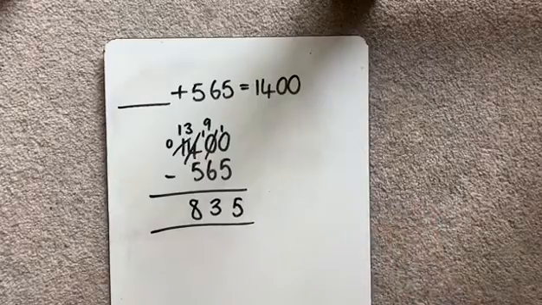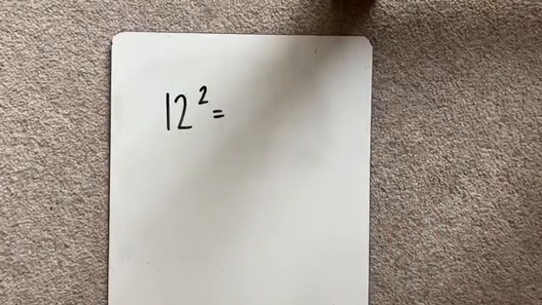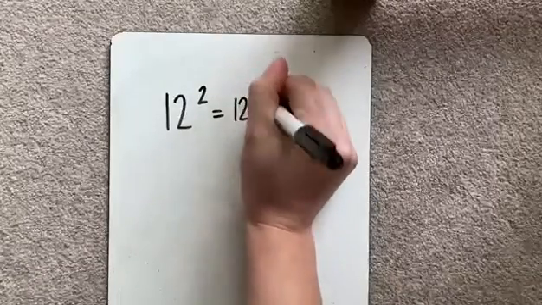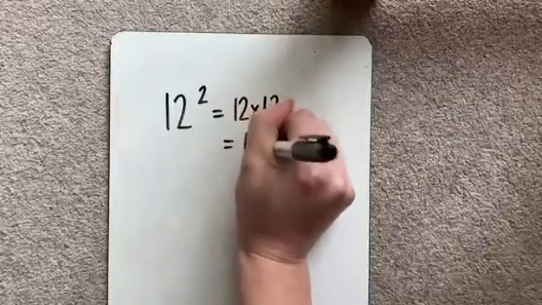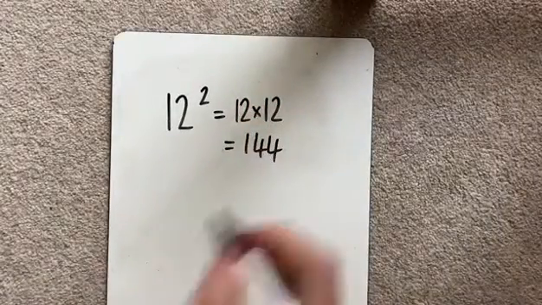So you should have got 835. Okay, then you had 12 squared. Now hopefully you remember if you square a number, you times it by itself. So you should have done 12 times 12, which is 144.